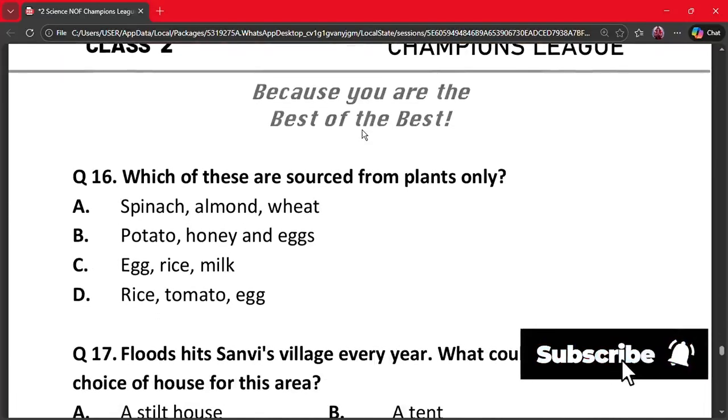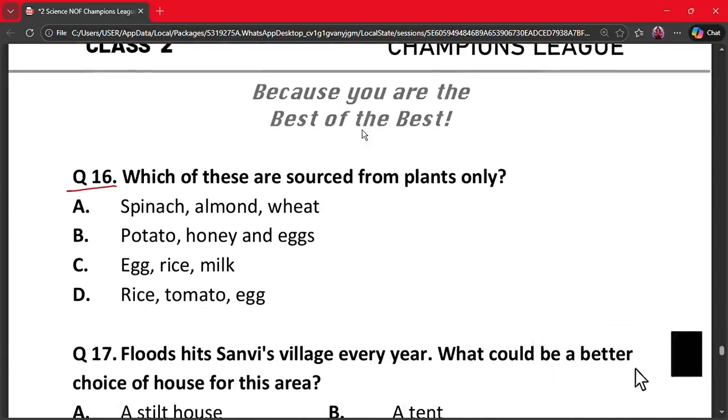Our next question is question number 16. Which of these are sourced from plants only? A. Spinach, almond and wheat. B. Potato, honey and eggs. C. Egg, rice and milk. And D. Rice, tomato and egg. The correct answer is option A. Spinach, almond and wheat all come from plants. Eggs and milk come from animals. So the correct answer is option A.